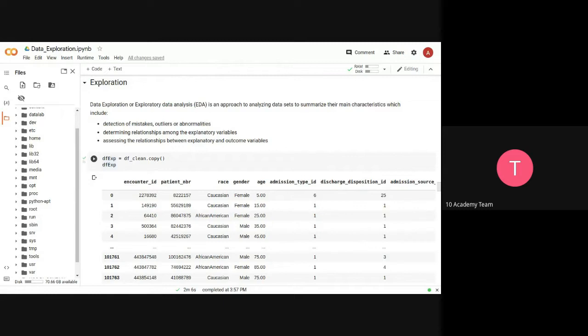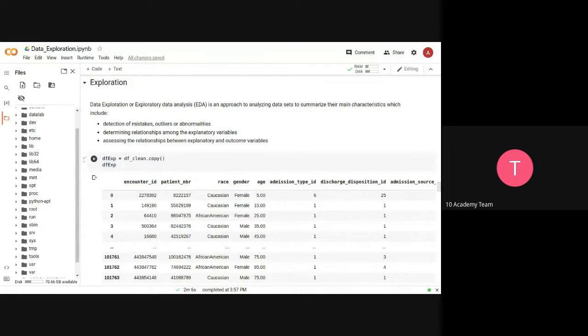Today, we're going to be continuing over yesterday's session and looking a bit more into EDA, continuing to use the same data set that was used yesterday. Go through some EDA processes.